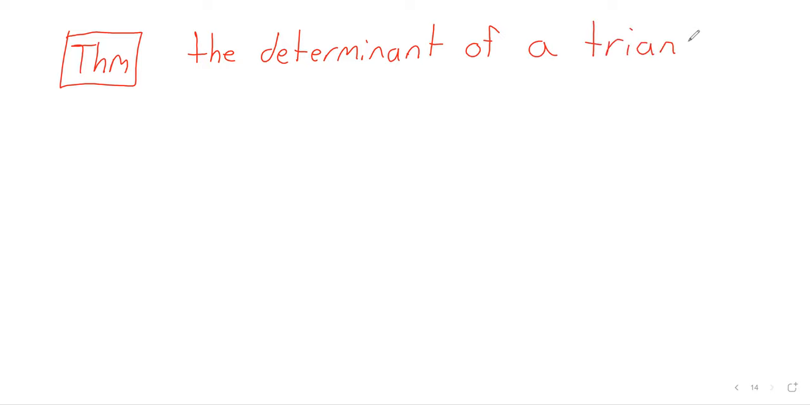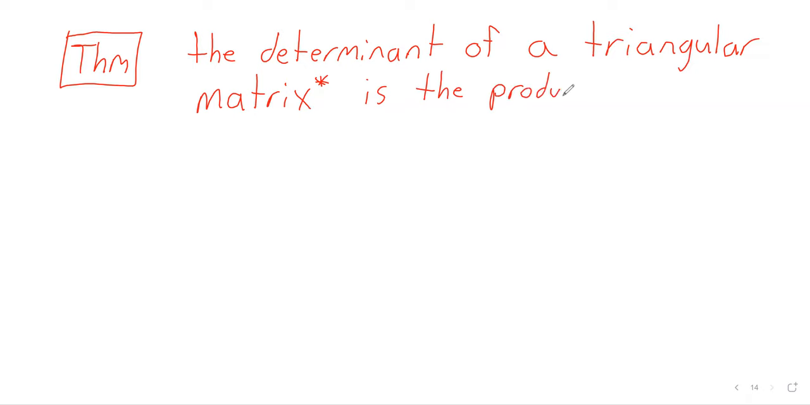The determinant. This theorem, if nothing else, will give us an excuse to define triangular matrices, which can be important. The determinant of a triangular matrix (and I'll put an asterisk here, we'll give a definition of this in just a second) is the product of its diagonal elements.